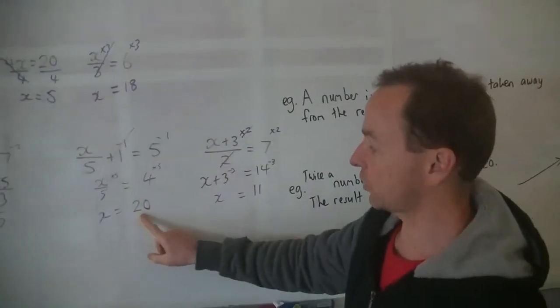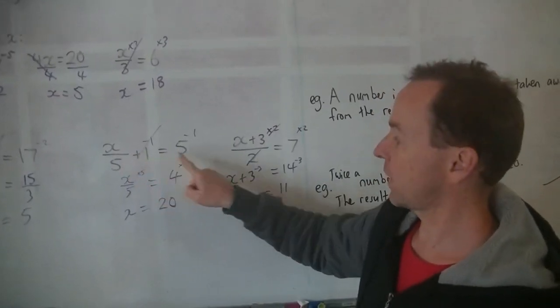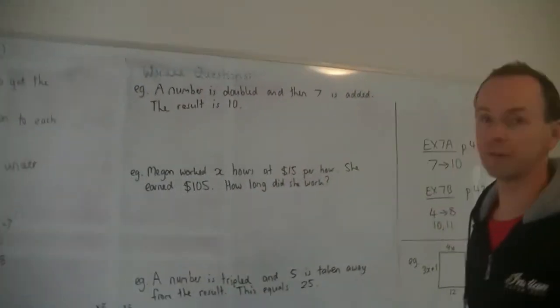Works for any of these equations. X is 20. 20 divided by 5 is 4. 4 plus 1 is 5. So you can check your answer once you've done it. Good job. That's solving equations.